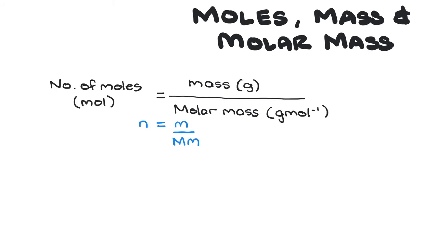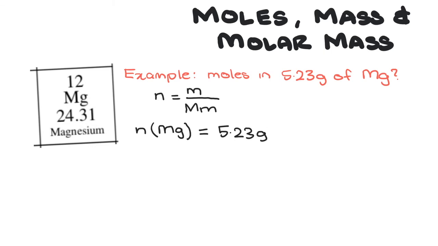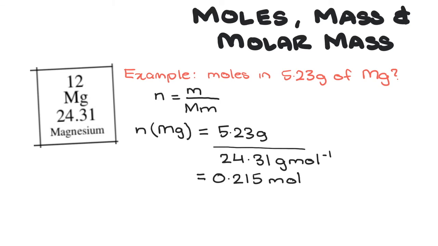For example, how many moles are there in 5.23 grams of magnesium? Well, we'll write the formula, plug in the numbers, so here's the typical format. Moles of magnesium equals 5.23 grams over 24.31 grams per mole. This equals 0.215 moles.